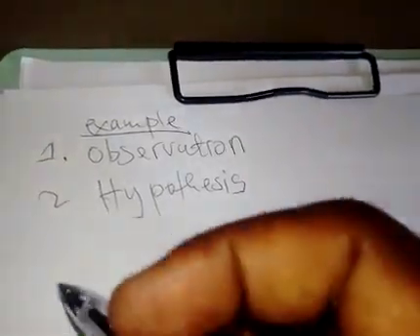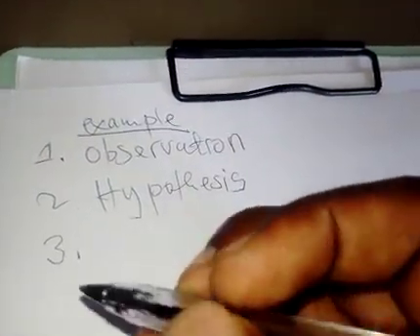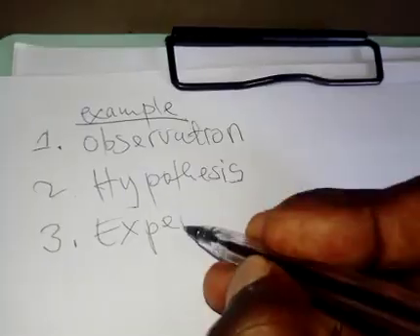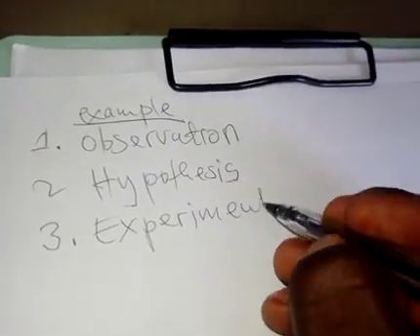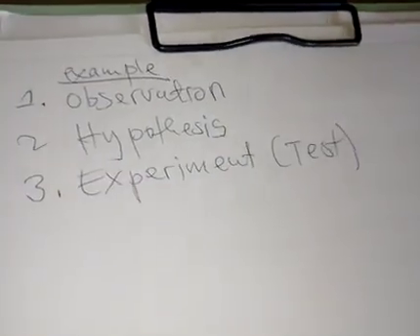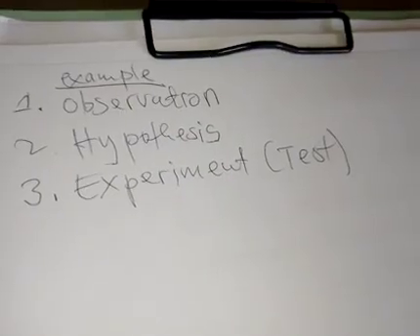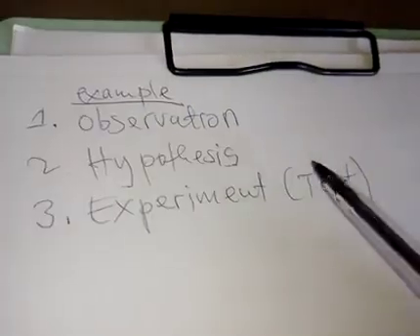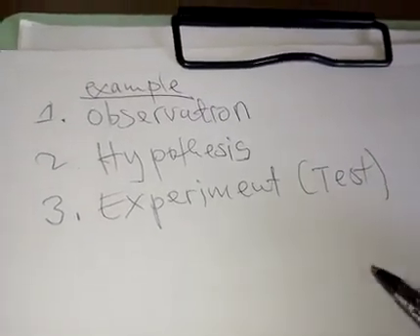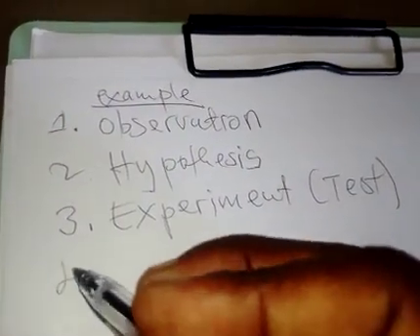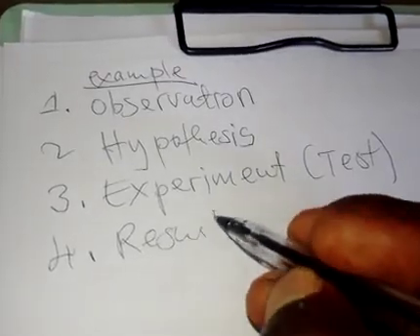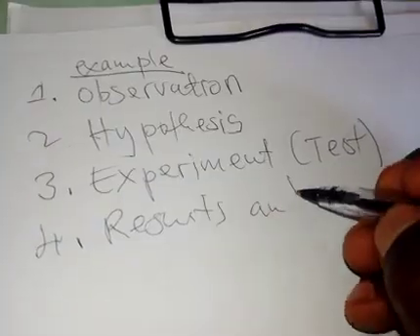So in order to test the validity of your hypothesis, what do you do? You try to carry out an experiment, or simply a test. Under experiment, of course, you plug the charger into a different outlet. Then after that, you have some results, so you say results and data analysis.